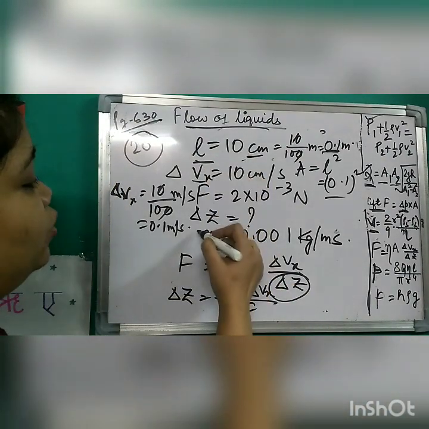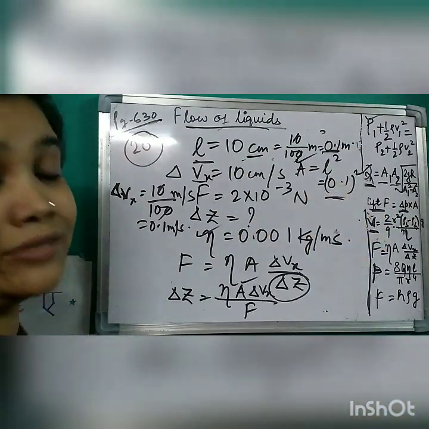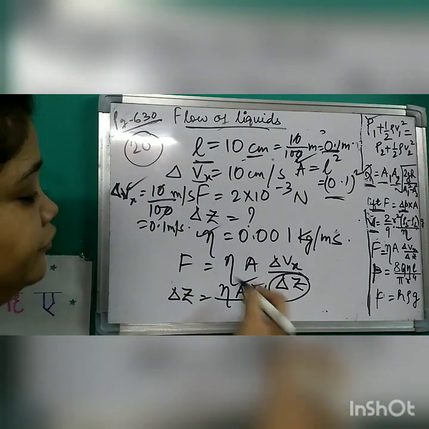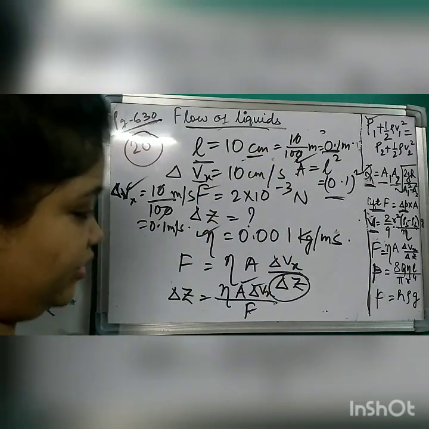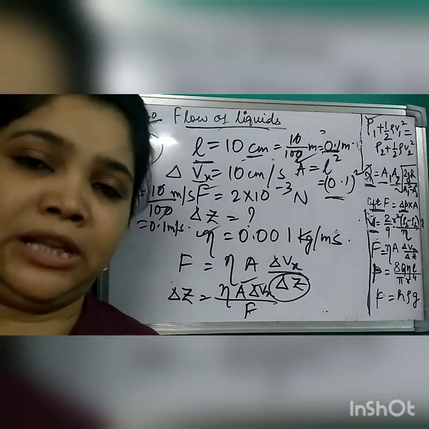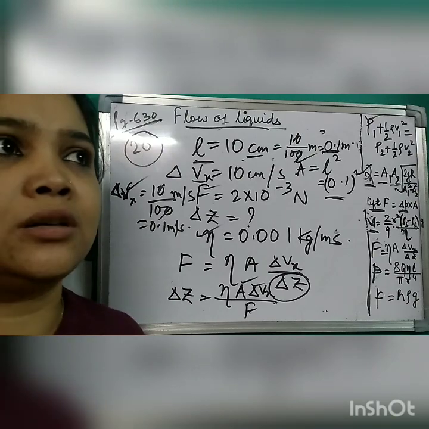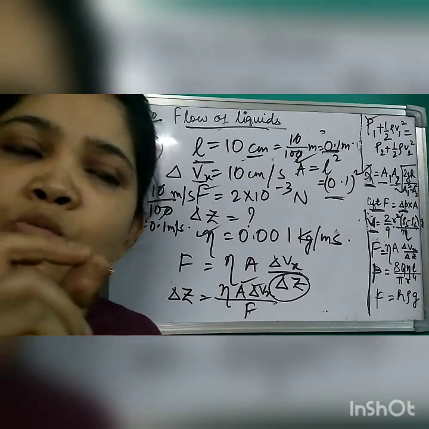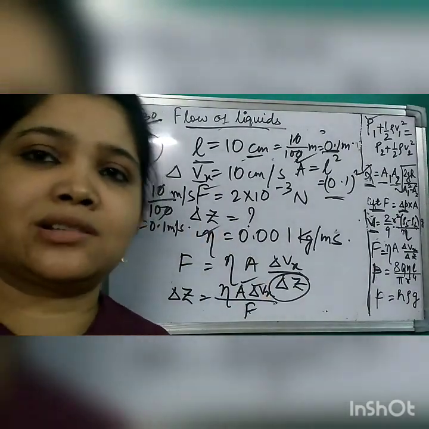See, you know eta, you know A, you are finding out from here the area of a square plate, delta Vx is given and F is also given. So you can easily find out the perpendicular distance between the plates. It's basically the same type of sum. You just have to identify the quantities. If you can find out the quantities and put them in the right formula, your sum comes.